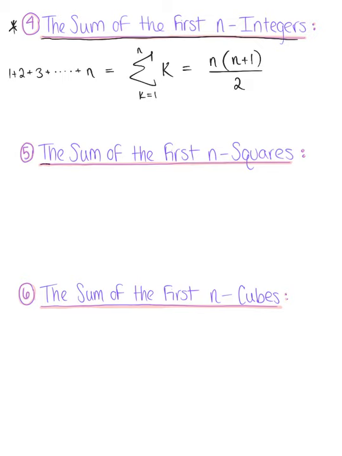Our fifth rule is the sum of the first n squares. So again, let's think about this expansion first. This would be 1 plus 2 squared, which is 4, plus 3 squared, which is 9, plus 4 squared, which is 16, and we can keep going until we get to the nth term squared.